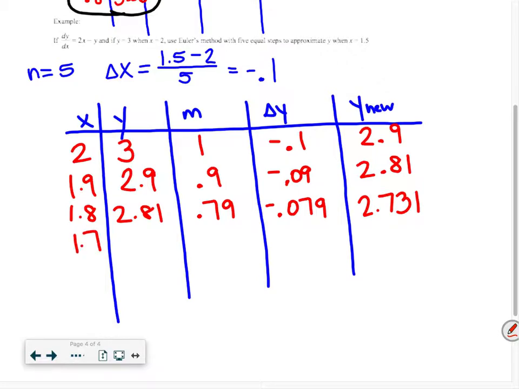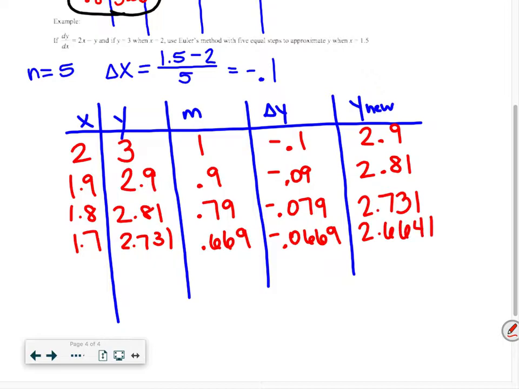So our next coordinate is 1.7, 2.731. Anyone have the slope for me? 0.669. When we multiply that by delta x, we get negative 0.0669. Tack that on to our old y, and we get 2.6641.